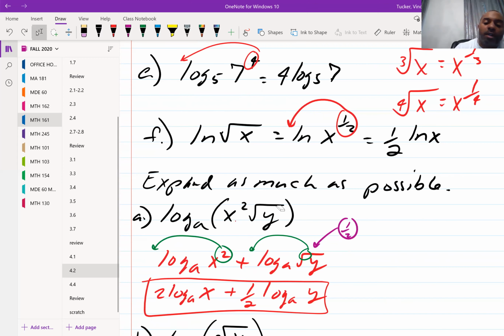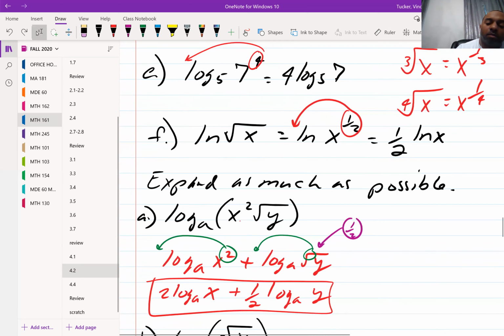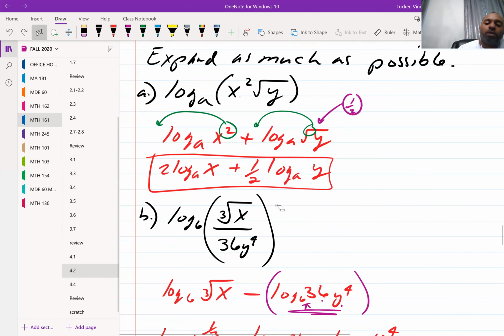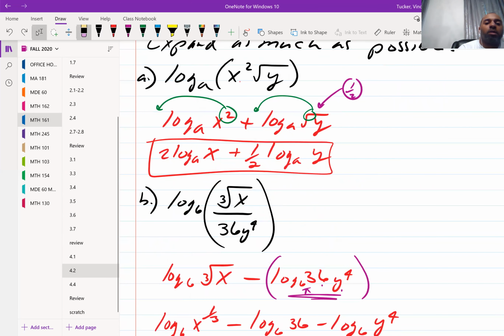All right. Next one. Log base 6 of the cube root of x over 36 y to the 4th. So we just have to be careful here. So this is how we can break it up first, using the relationship of your quotient or division. We break it up: log base 6 of the cube root of x minus log base 6 of 36 y to the 4th.